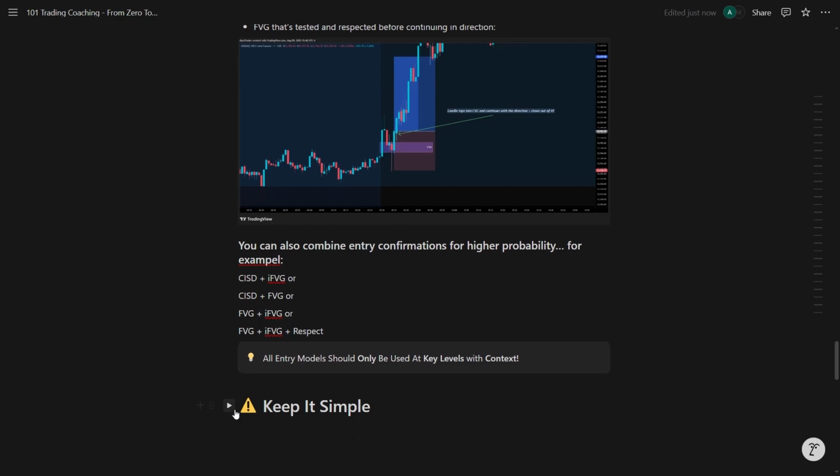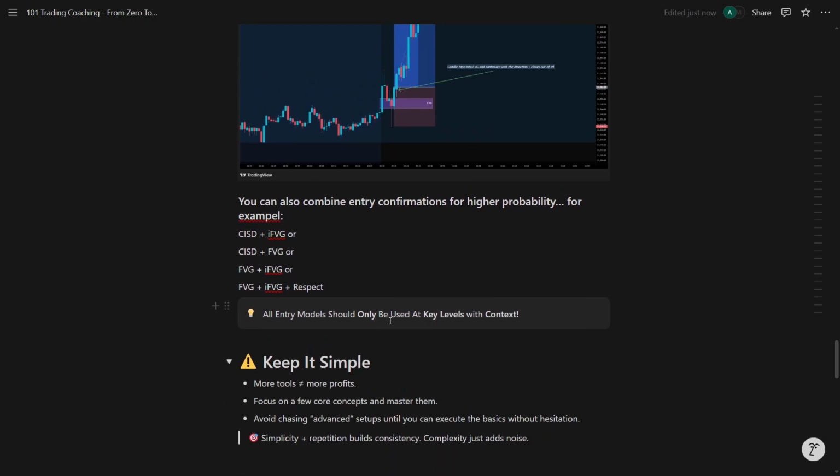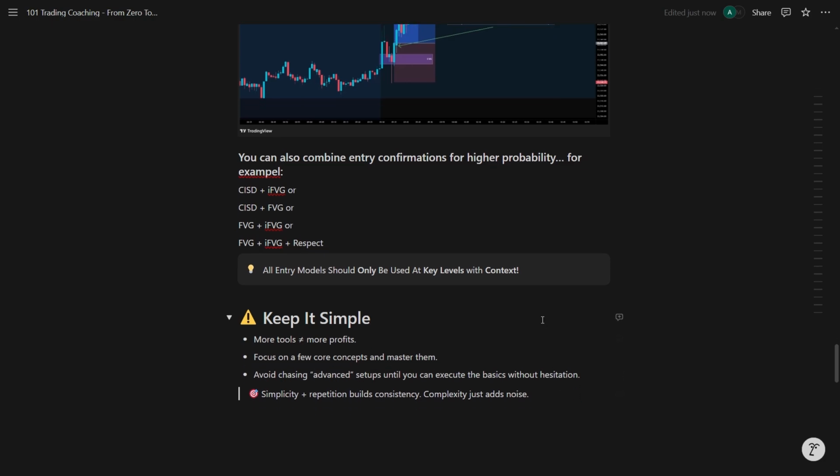And now again, for the last final part, keeping it simple. So, more tools does not equal more profit. Same thing with information. More information does not equal more profit. You have to focus on a few concepts and master them. And you have to keep your trading as simple as possible so you can execute without hesitation. You should avoid chasing advanced setups until you can execute the basics without hesitation. Because simplicity is what builds consistency.